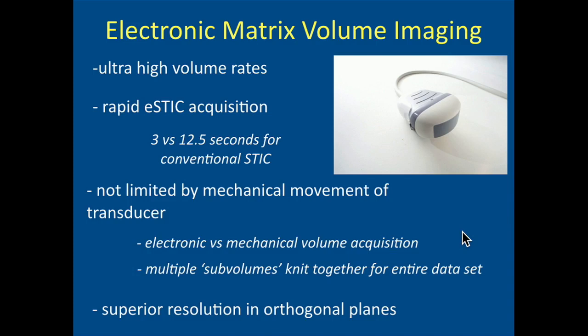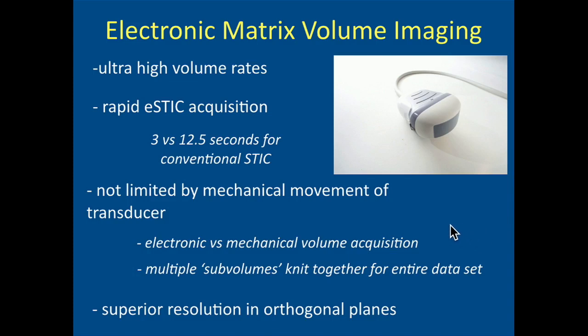The final permutation to this is electronic matrix volume imaging, which is a further advance to the 3D, 4D transducer. And because of certain things within this probe that probably exceed my ability to review them, it images at ultra high volume rates. You can do a cardiac sweep in 3 seconds as opposed to 12.5, which improves a lot of things, including radically reducing your motion artifact when the baby moves. And this is largely because you're not limited by the mechanical movement of the transducer. It's an electronic sweep, so you're not waiting for an actual motor within the transducer to sweep through a plane.